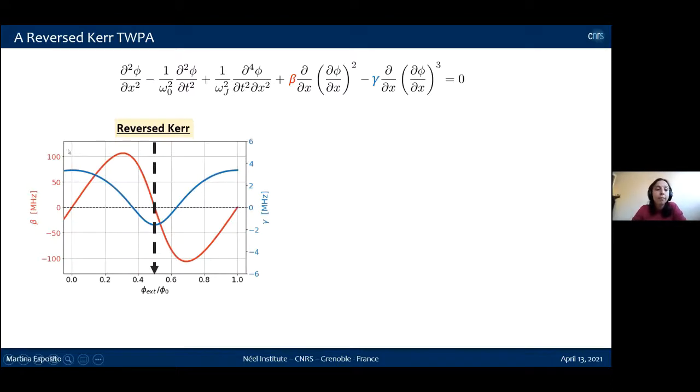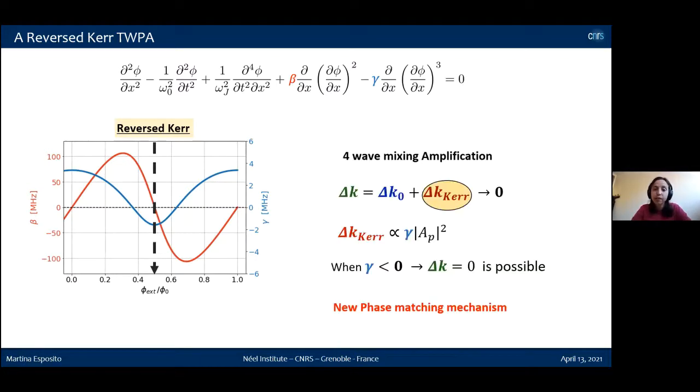In fact, here I'm showing you the beta and gamma versus the external magnetic flux, which is something that we can easily change in situ in our device. And in particular, we want to work at this sweet spot here, where the gamma coefficient is maximally negative. So in fact, we reversed the sign of the Kerr nonlinearity, and also the beta coefficient is 0. So we should have no 3-way mixing processes.